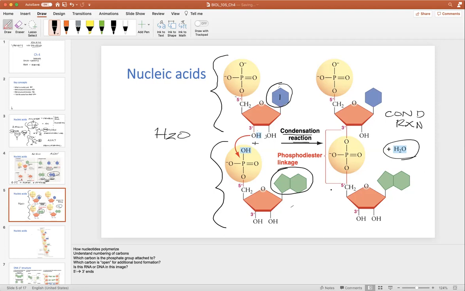Now, this type of bond has a particular name. It is a phosphodiester. I've written it for you here. Phosphodiester bond. That is the name of the bond that links two nucleotides together. Doesn't matter if you're talking about RNA or DNA, okay? And let's contrast that with proteins. What was the name of the bond that formed proteins?